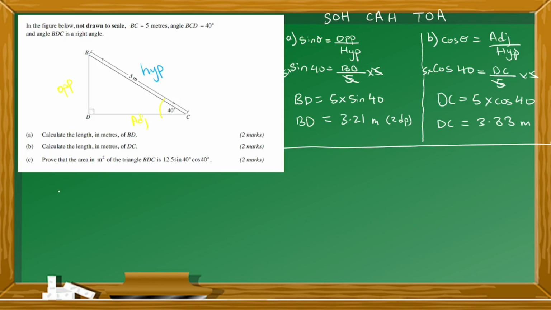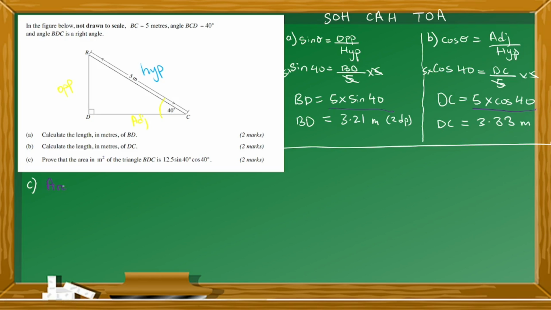So let's go to part C. It says that we should prove that the area in meters square of the triangle BDC is 12.5 sine 40 cos 40. So looking at this, some people will say, oh my God, this is hard, but it's rather simple. We just found out what BD is and also what DC is. All you will be doing is substituting these two things into the formula to find the area of a triangle.